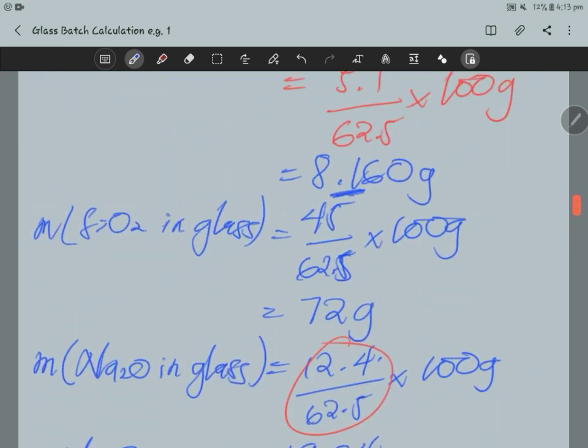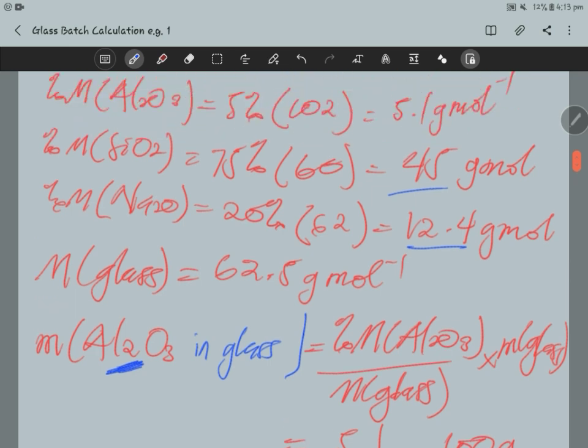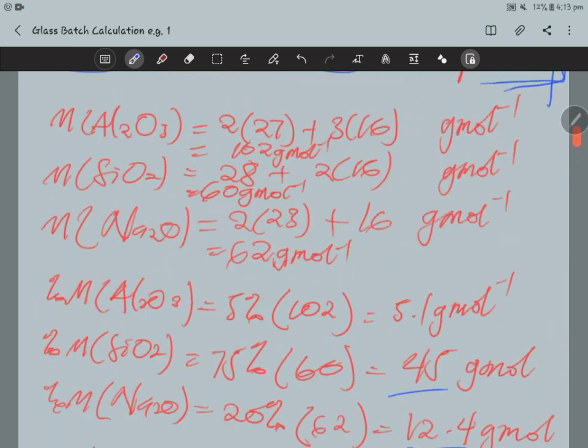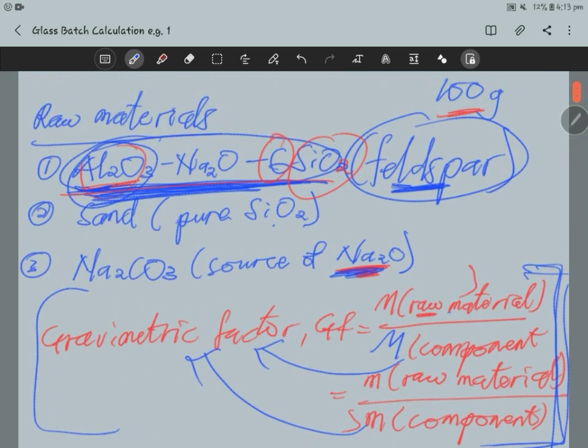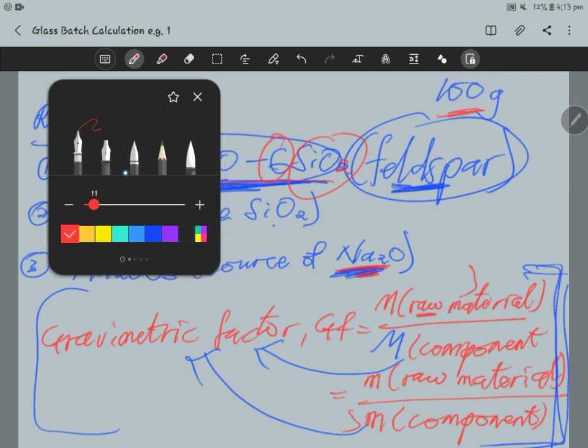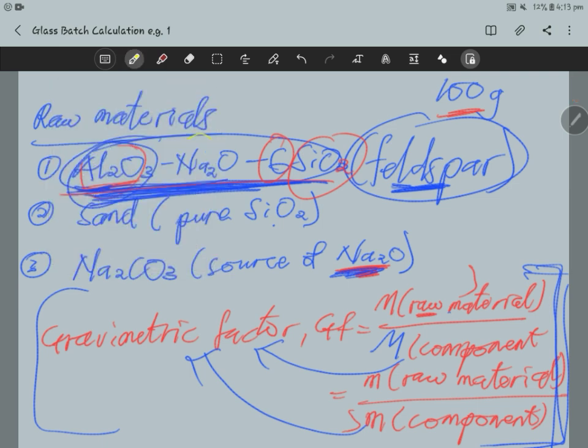But then again, this feldspar that we are bringing in is not only coming with the alumina, right? It's coming in with SiO2, right? And then Na2O. It's coming in with this and that, right? So it's very important that, right, and this and that.